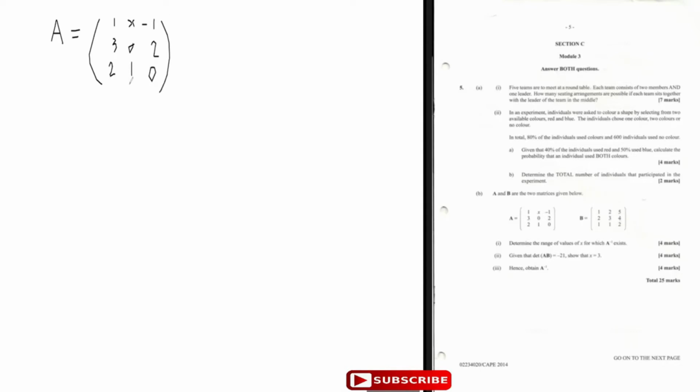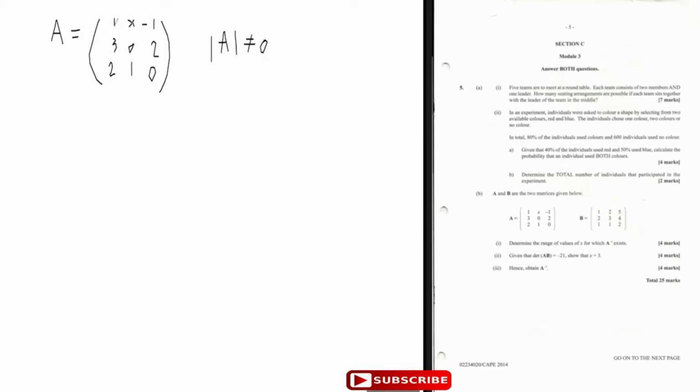And so to determine the range of values for A inverse to exist, A inverse will exist if the determinant of A is not 0. The determinant of A cannot be 0, because if the determinant of A is 0, it's going to be singular. So we want where the determinant of A is not 0.